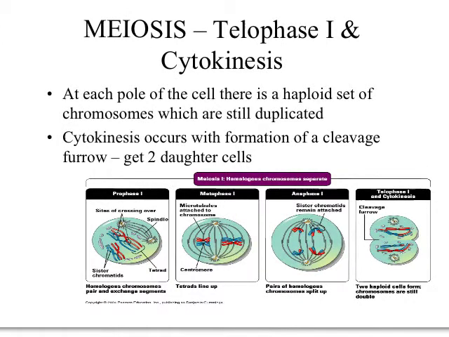So in our final phase of our first stage of meiosis, we get telophase 1 and cytokinesis. And just like in mitosis, this is where the chromosomes end up on opposite sides of the cell. And we get that cleavage furrow, which is going to divide the big cell into 2 daughter cells, with one set of chromosomes in each daughter cell.